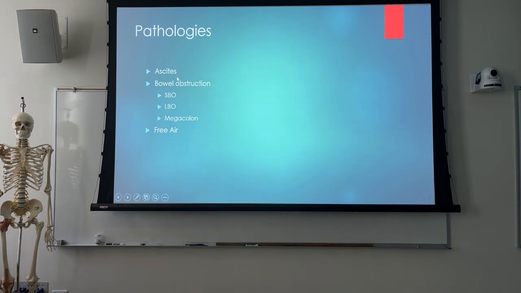Right, so what we're going to look for is ascites, bowel obstruction, small bowel obstruction, large bowel obstruction, evidence of megacolon, and I just threw that in there.